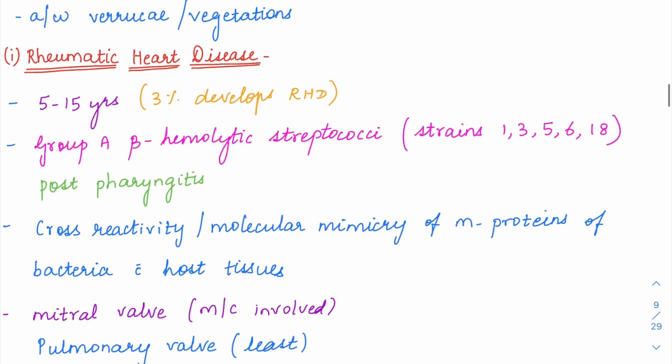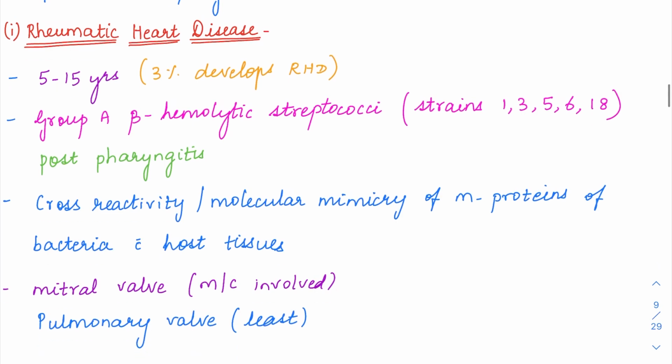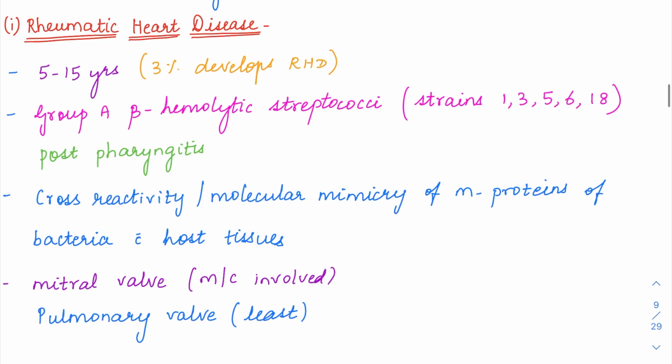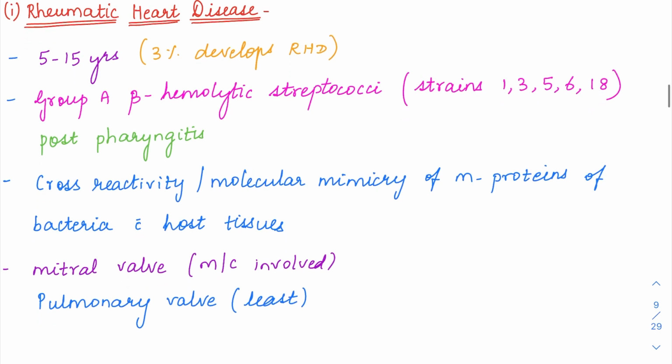So endocarditis is going to form some vegetation or verrucae around the valves. That is the classical feature of endocarditis. So let's see what kind of verrucae are formed in various diseases, starting with rheumatic heart disease. Rheumatic heart disease is very important in medicine also.